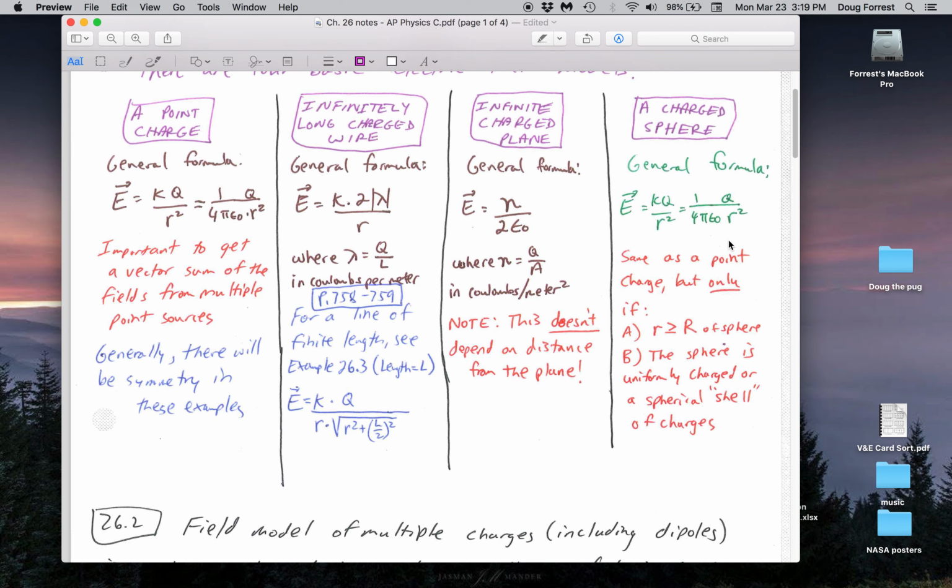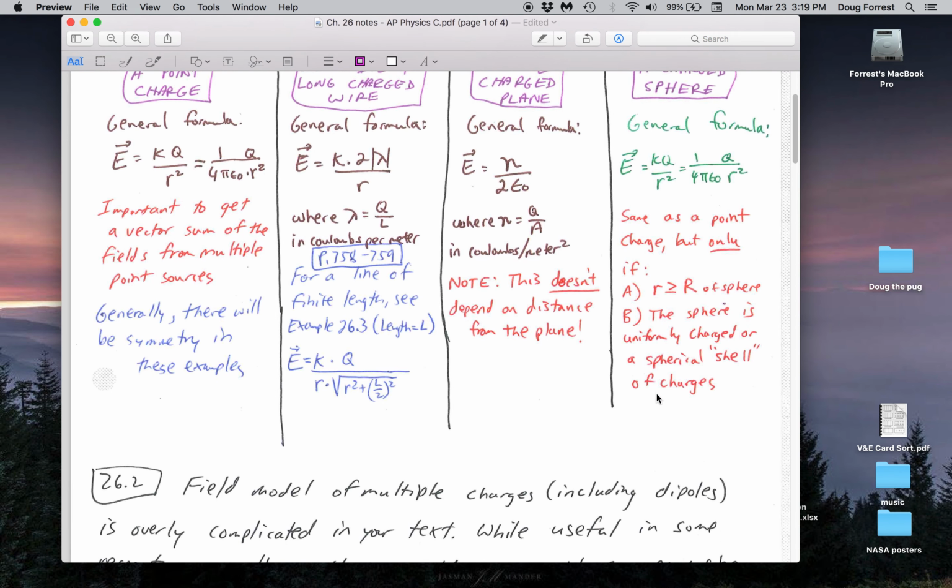So outside of the radius of the sphere, when lowercase r is greater than the radius of the sphere, this looks exactly the same as what we had over here. Inside the conducting surface, it would not. And again, we can talk about that as time goes on.